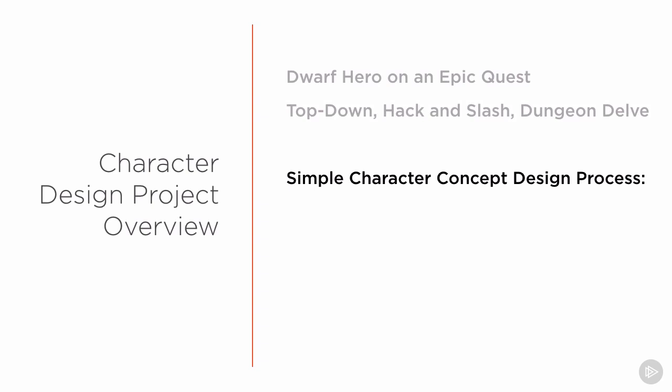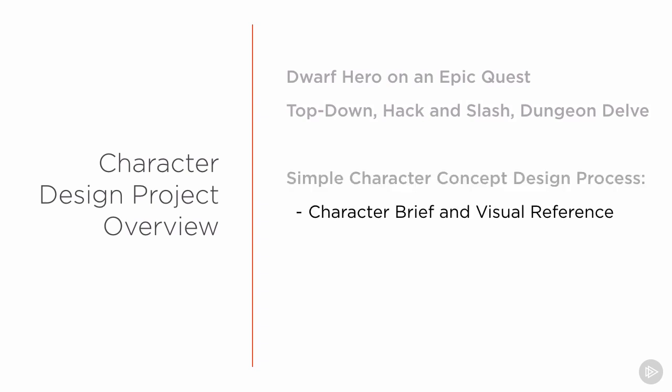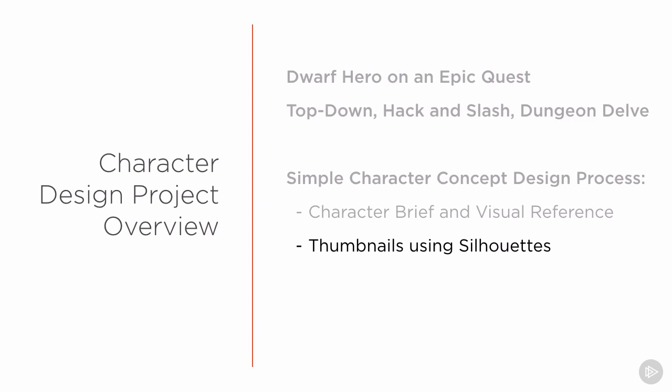As we go through the process of creating our character, there are several key steps along the way. First, in this module, we will be creating a character brief and visual reference page. This will establish who the character is and get our creative gears rolling in the right direction. Second, we'll be exploring a vast array of unique and dynamic designs through a process called thumbnailing. At this stage, we'll be focusing on the character's silhouette, or in other words, their overall shape.